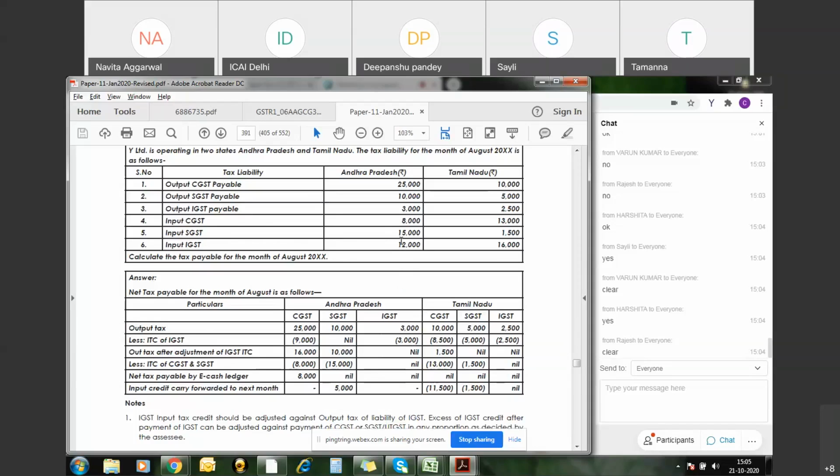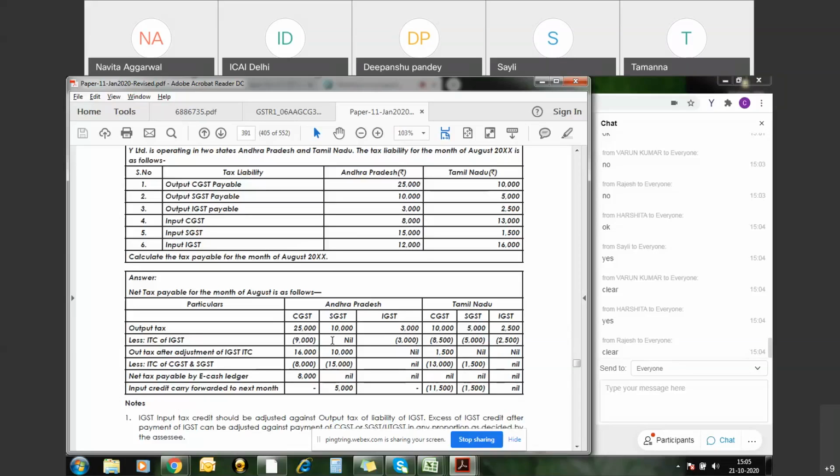Then you are seeing that ITC available under integrated ITC is 12,000. 3,000 we set off against IGST and the remaining 9,000 you set off against CGST. Why did you choose to set off 9,000? Because you are seeing that there is a total liability of 25,000. So you took the entire balance of integrated ITC to the CGST column.